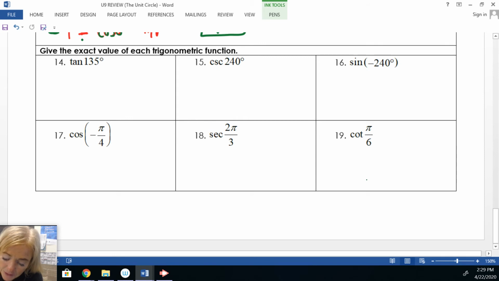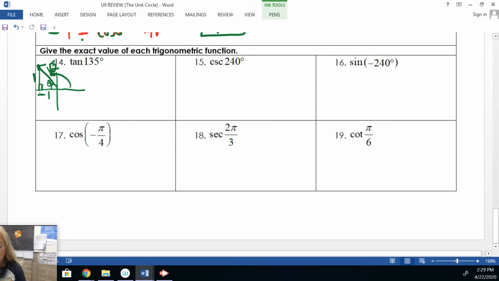So the exact value of each trig function, tangent 135. What I've shown you to do is to draw the angle. So this is 90 plus 45. Tie it back to the x-axis and see what angle you have right here. This angle is a 45-degree angle. So you have a 45-degree reference angle. That means you have 1, 1, radical 2, and then put in any negatives based on the position of the triangle.